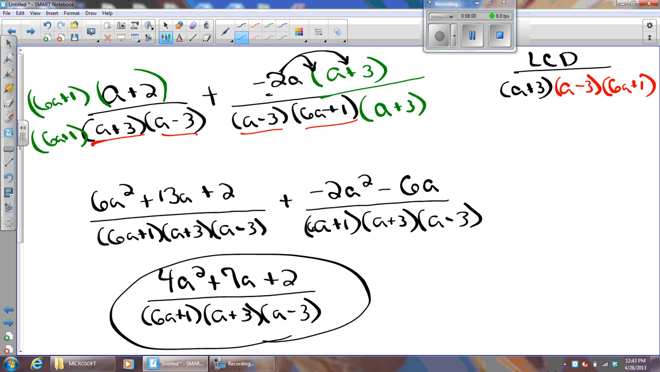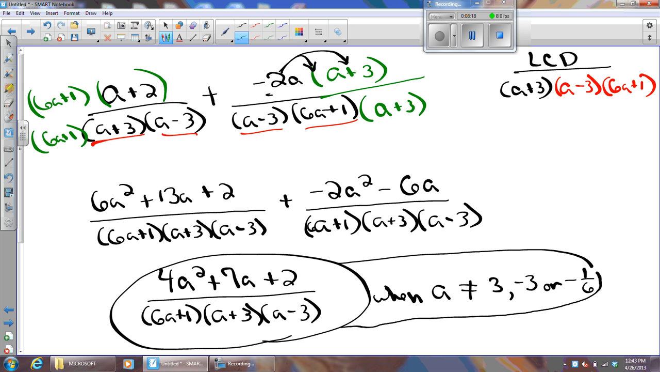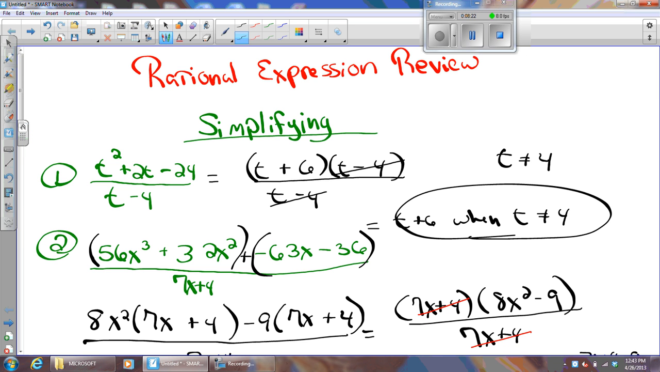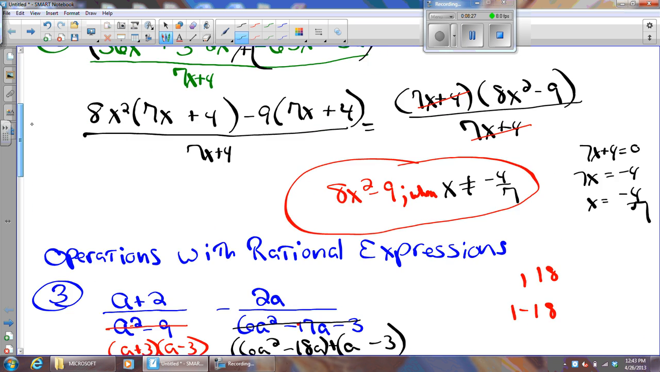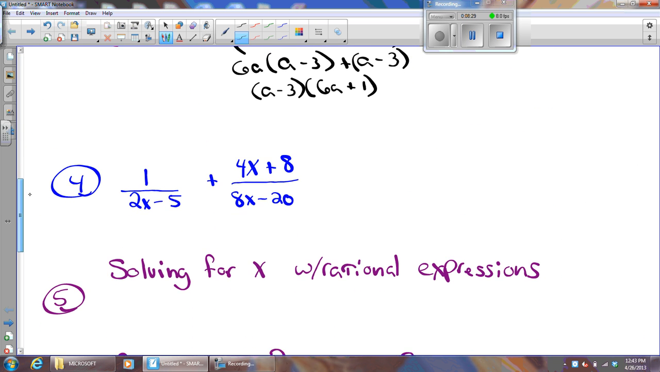Okay, now I didn't go find my restrictions, but I still can. This is all true when a does not equal 3, negative 3, nor negative 1/6. And there we go. That technically should be a part of my answer. All right, very good. So let's see here. So I got that one.